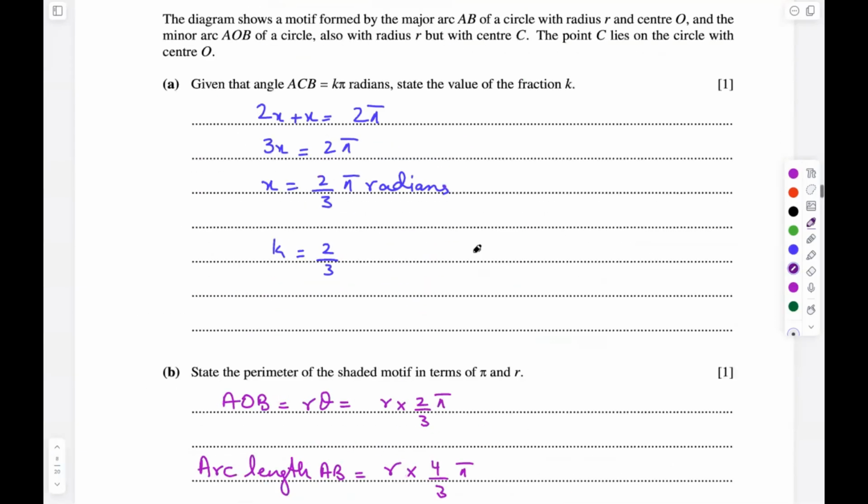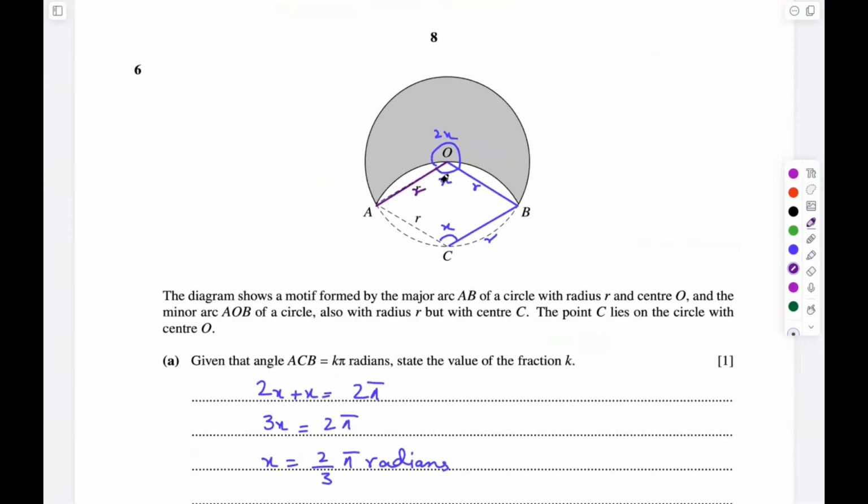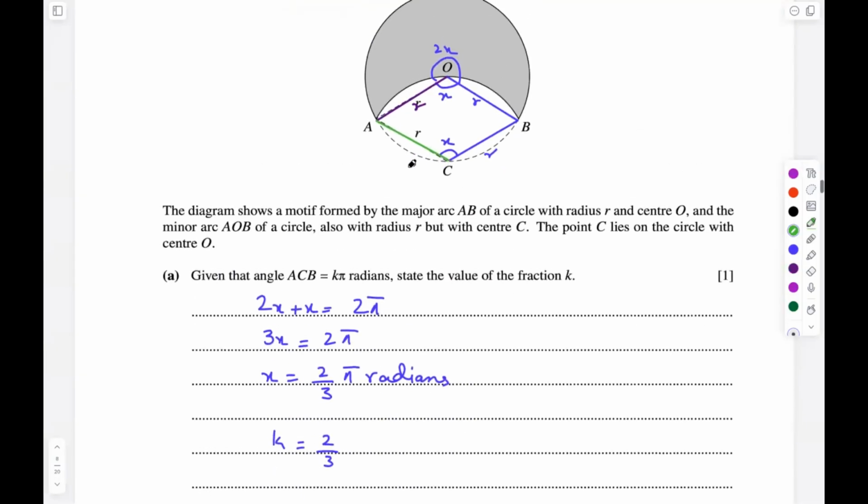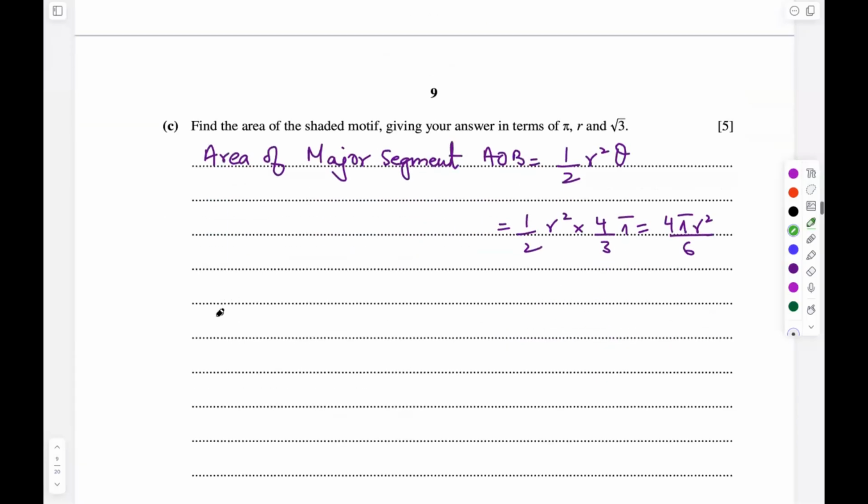Now this part basically consisted of the unshaded region as well. To find the area of that unshaded region, we can subtract it from the total area. We can first find the area of the sector AOB with center C. So we know that the angle x is 2 upon 3 pi. So finding the area of sector AOB, the area of the minor segment, or minor sector, basically this is a minor sector over here, AOB.